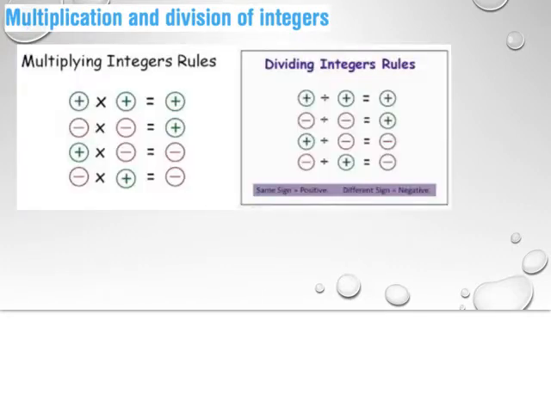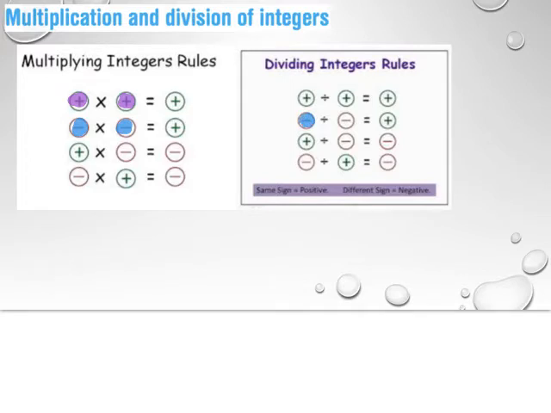So the rules for multiplying and dividing are exactly the same. The same rules apply for the same circumstances. So we're going to say, if my signs are the same, in other words, if I have a positive times a positive, my answer will be positive. If I have a negative times a negative, I will have a positive.